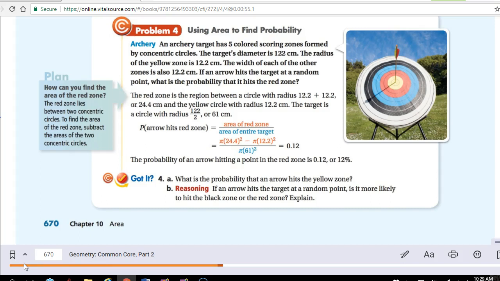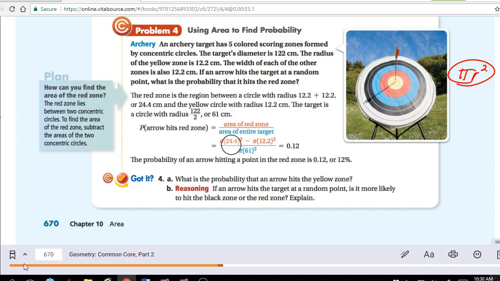Now, in order to find the red zone, you're really going to have to take the radius of 12.2 plus another 12.2, or a total radius of 24.4. And the yellow circle has a radius of course 12.2, which is the smaller one. The radius of the whole circle itself is the 122 up here divided by 2, or 61. The reason we do that is because we're dealing with circles, so we need pi r squared, because that is the area of a circle.